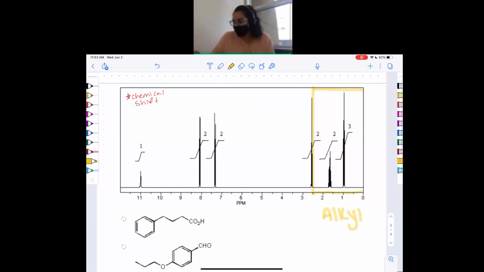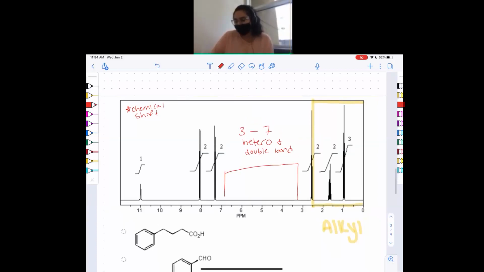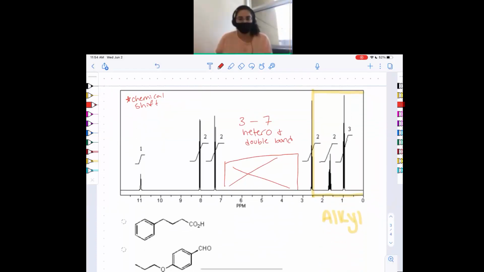And then between 3 to 5, we don't really care about, but that's the heteroatom region. 5 to 7 is what region? Double bond. Double bond, exactly. I'm not going to draw them in, but we know 3 to 7 is hetero and double bond. And since this region is empty, we don't have either of those things in our answer.